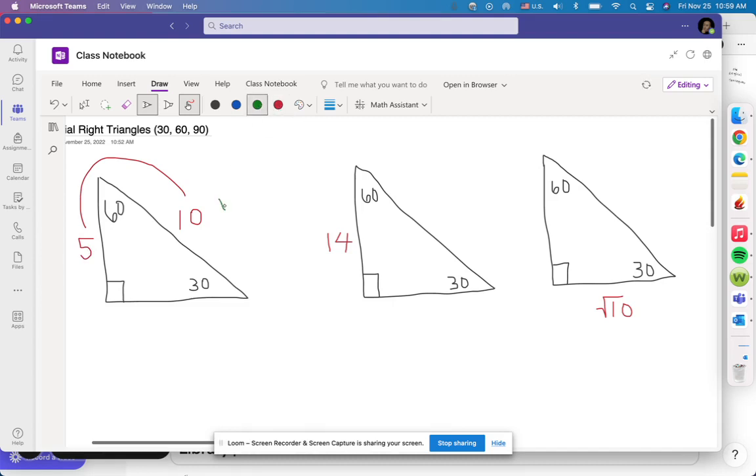Nothing to think about. But it's something to think about. What if I gave you, say, square root of 6? Well, if I'm going from the hypotenuse to this side over here, opposite 30, it's just going to be square root of 6 divided by 2. Because you really can't simplify that. You would just leave it. Okay? That's it. So going from the hypotenuse to the one opposite 30 is always divided by 2, or half.